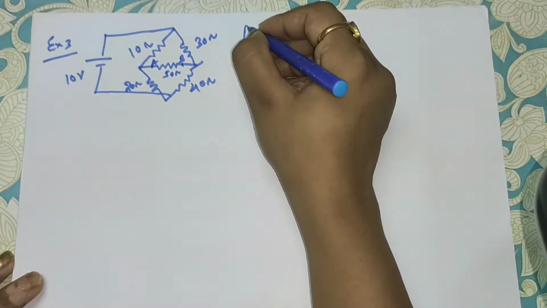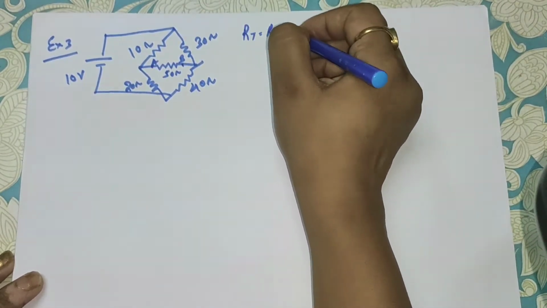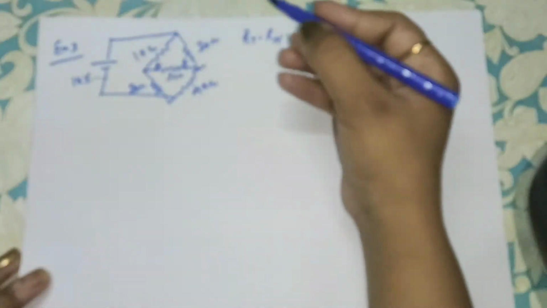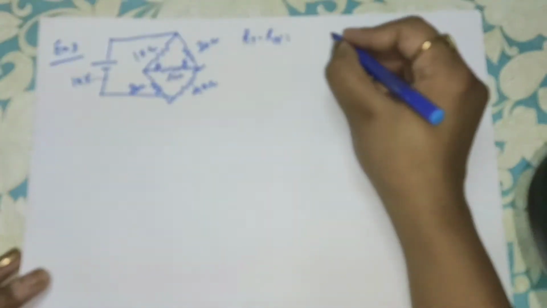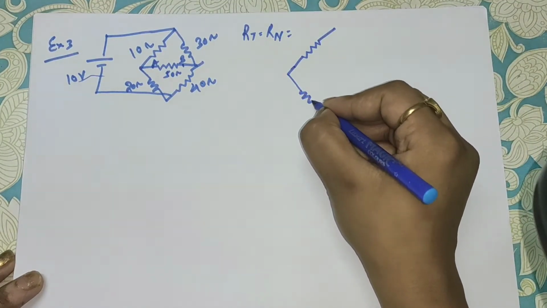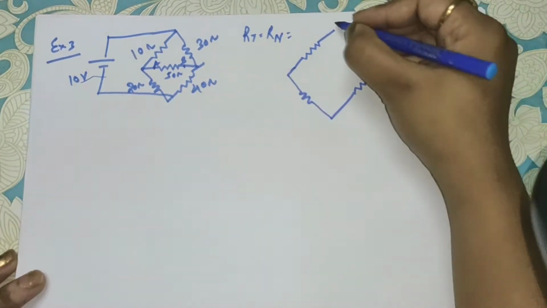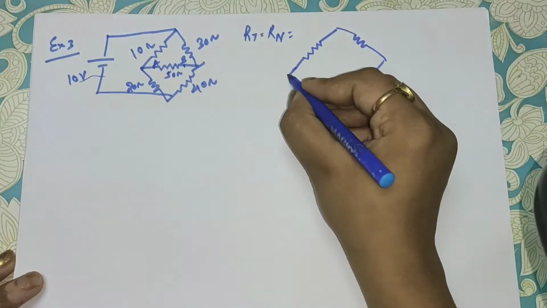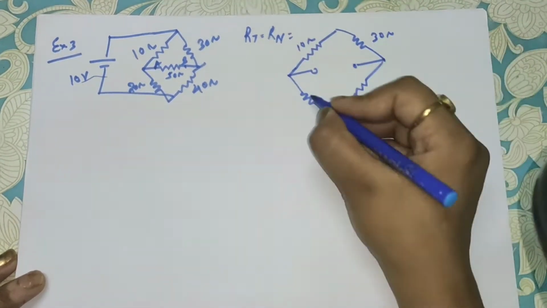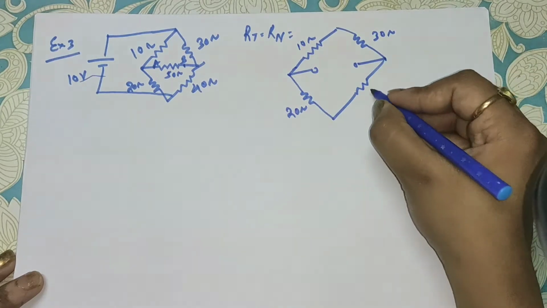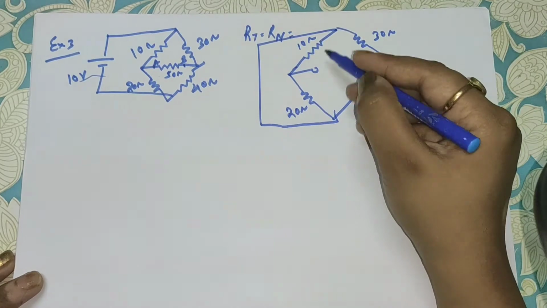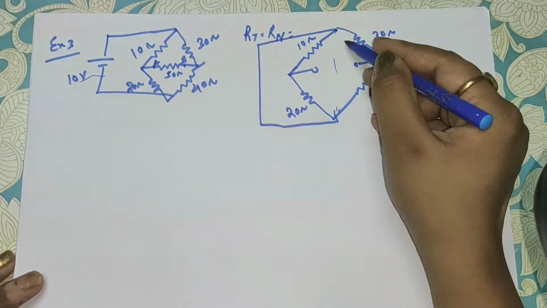So for RT, or we can say for RN, the Norton resistance, the load resistance will be open and this will be the short circuit. Okay, so current will be like this, this, and this is your open circuit. This is your 10 ohm, 30 ohm, 20 ohm and 40 ohm. This will be your short circuit. So if you find this circuit is short circuit, you can find.